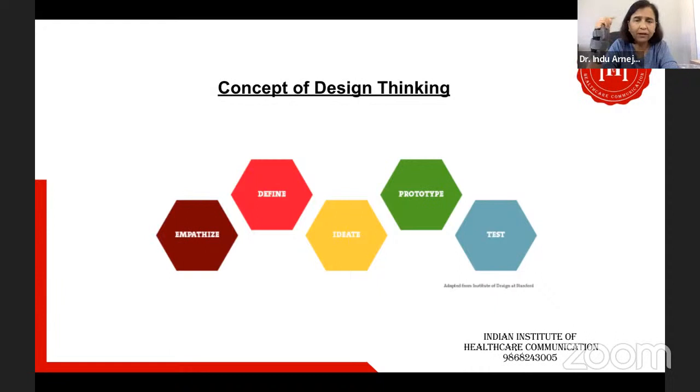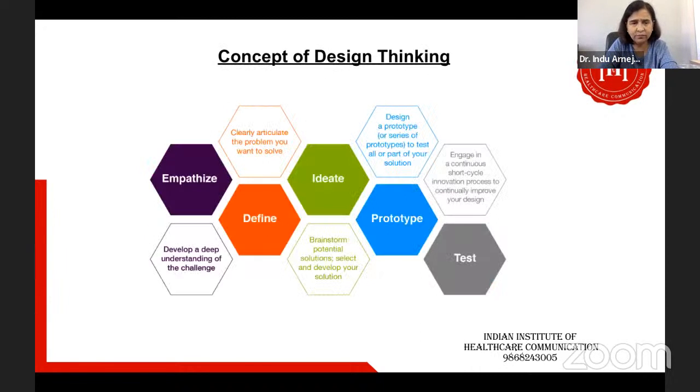The imaginary process mapping that I made you do was to help you empathize. The second step is define. I'll explain briefly all 5 steps. Third is ideate. Fourth is prototype, and fifth is test. So let me explain each one of them clearly.